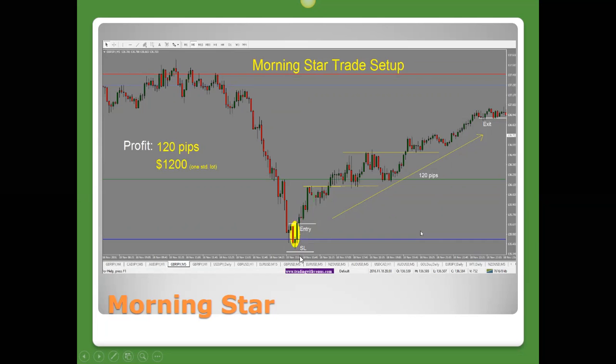And from there, our stop could be below the pin, making sure it has to be below the pin, because it could come back and do a third one. We don't know. It could do another third one here and then go back up. So we just enter the trade long.